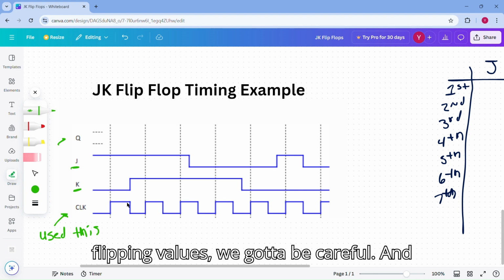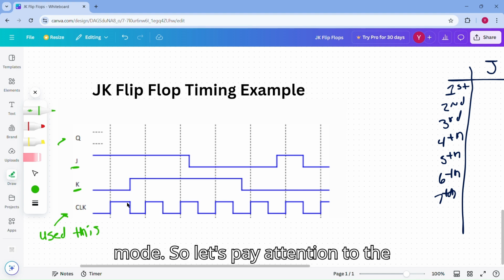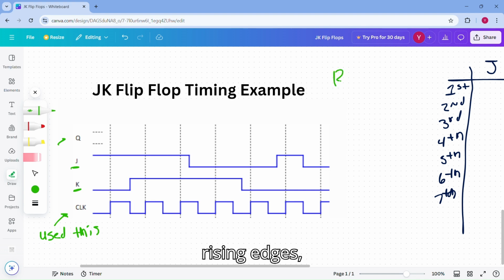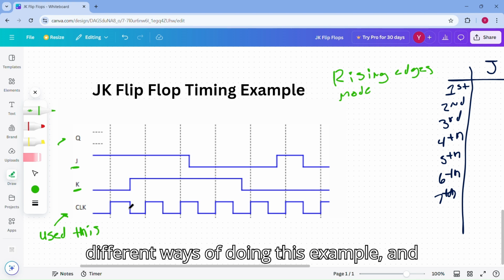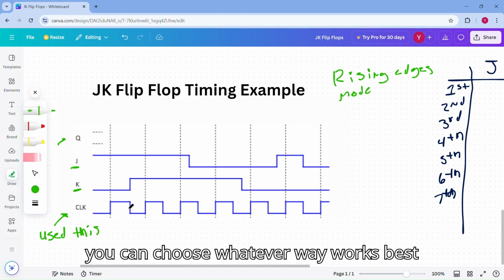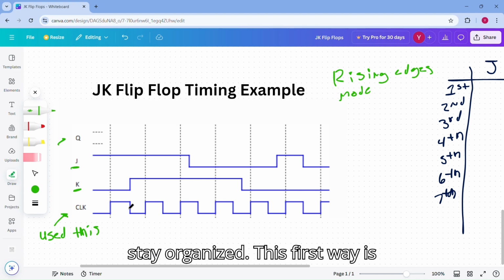We've got to be careful, and make sure we're looking at the right thing and the right mode. So let's pay attention to the rising edges and the mode of the flip-flop. Okay? So I'm going to do two different ways of doing this example, and you can choose whatever way works best for you. I'm going to choose the second way as my favorite just because it helps me stay organized.